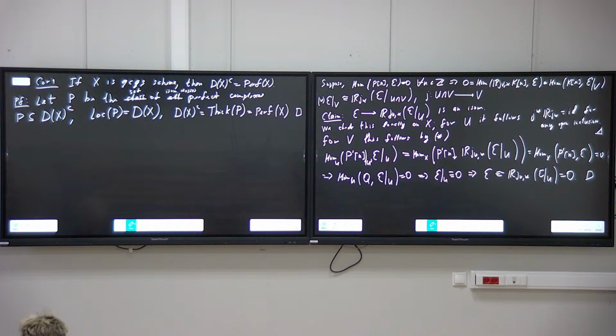But of course, you can also simplify this. You don't really need this set, but you can take this set P to be just a set with a single object, which is just a compact generator. Right? And why is thick P equal to Perf(X)?